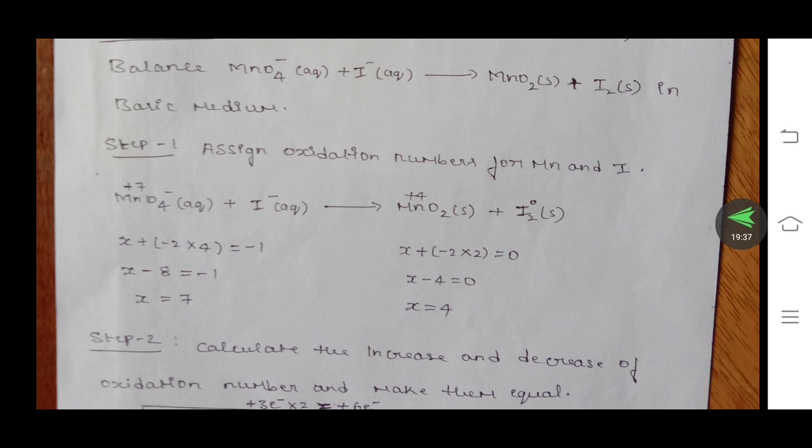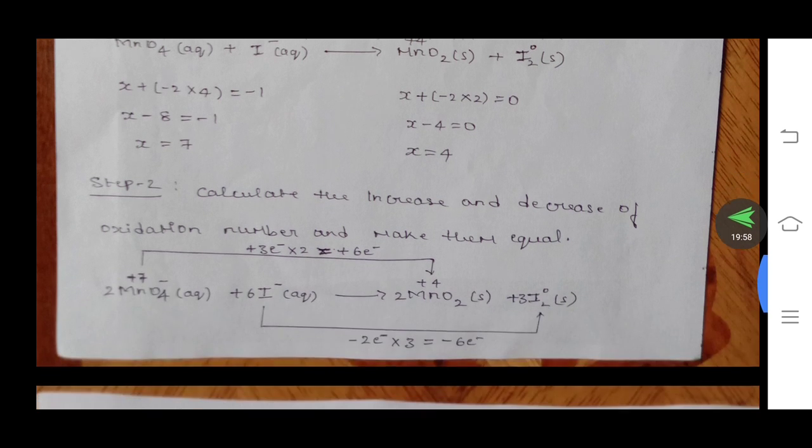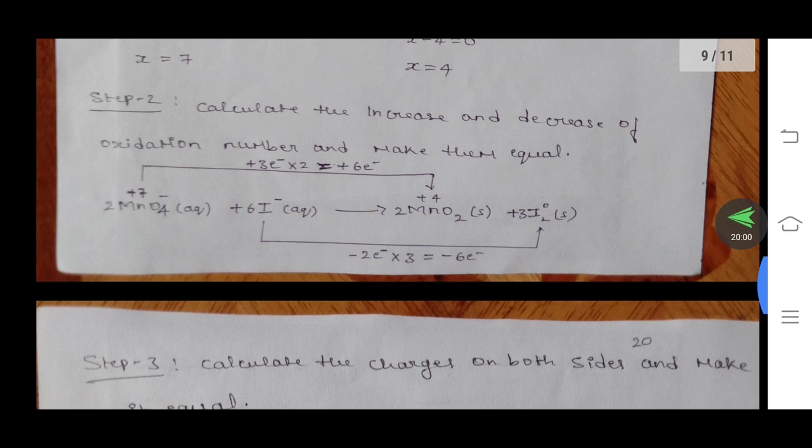Right side you check, MnO2 is on the right, you have to find out for Mn. So x plus minus 2 into 2 equal to 0, x minus 4 equal to 0. So x is equal to 4, that is plus 4. Now I2 is a molecule, so that's why oxidation state is 0.